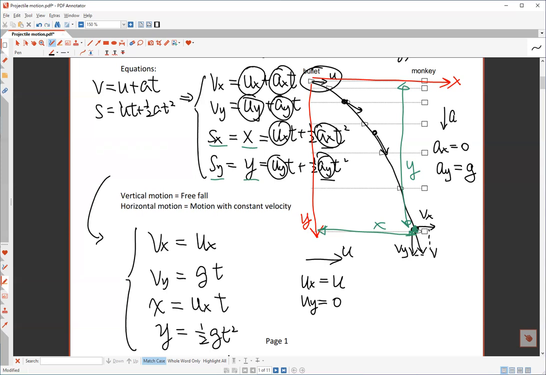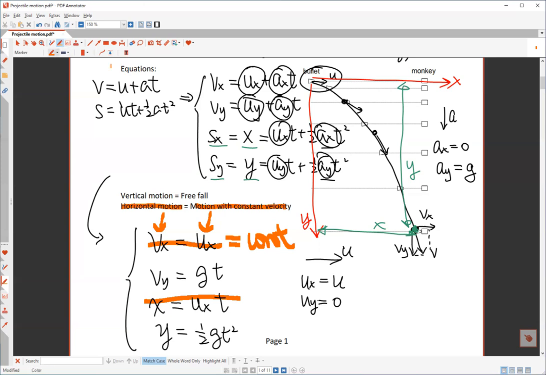Okay, it's as simple as this. If we just look at the horizontal motion, what you can see is that the velocity does not change. The horizontal velocity does not vary with time. It's a constant. So that's why we say that the horizontal motion is motion with constant velocity, because there's no acceleration.